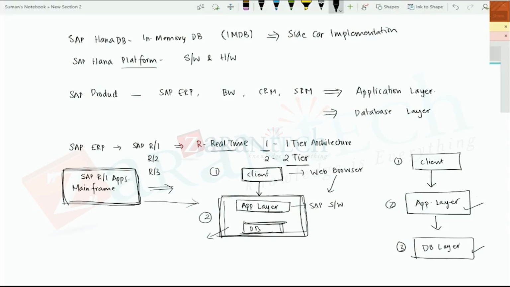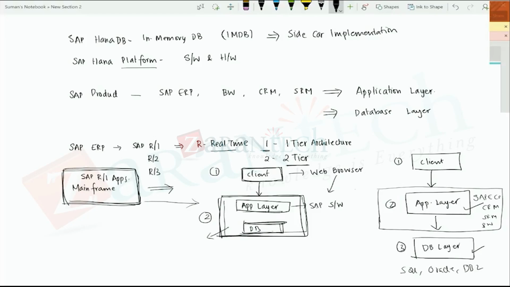So what happens is, your SAP product, SAP ECC, SAP CRM, SRM, when we talk about BW, any SAP product, stays in the application layer. And it is always supported by a database layer. This is where you will have either SQL Server, Oracle, IBM DB2, so on and so forth. Any database used to be supported.